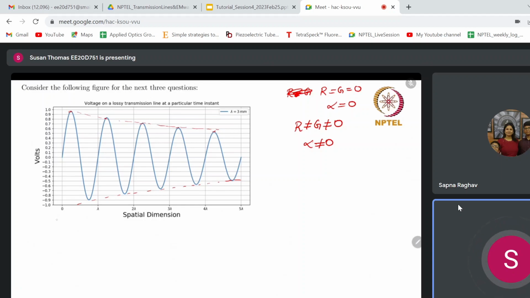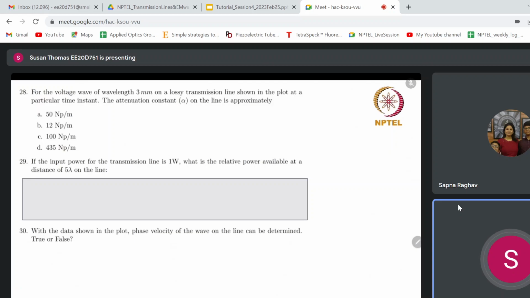Now, if you look at the wave, this is called Vmax and this is called Vmin, voltage minimum and maximum. There is one more piece of information: lambda is 3 mm, that is the wavelength. And this axis is the spatial dimension in terms of lambdas, 1 lambda, 2 lambda, up to 5 lambda. And this axis is voltage. Now let us see the questions one by one.